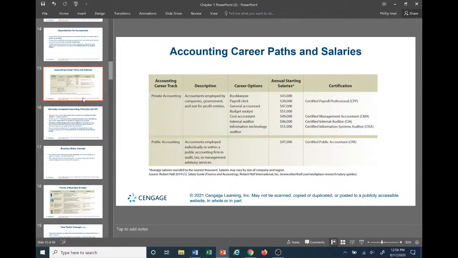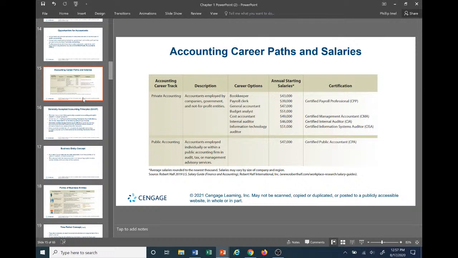So here's just a few accounting career paths and salaries. These are going to be the sources from Robert Half 2019 U.S. Salary Guide and from Robert Half International Incorporated. But pretty much the accounting career track and private accounting. Then once again, these are going to be the accountants that are employed by companies, governments, and not-for-profit entities.